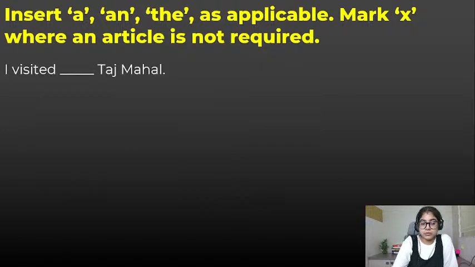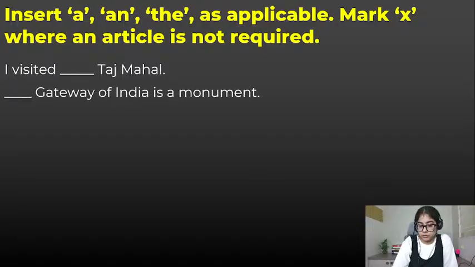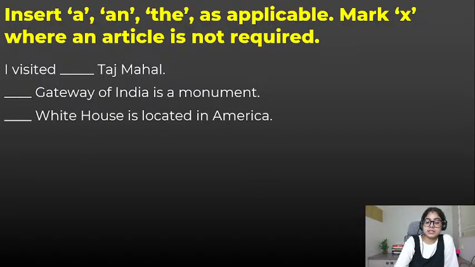Next, I visited dash Taj Mahal, dash Gateway of India is a monument, and dash White House is located in America. क्या लगना चाहिए? अ और एन तो लग नहीं सकता. Now either it's the or no article. Now Taj Mahal is actually one of the 7 wonders of the world. तो सारे के सारे 7 wonders of the world के आगे द लगता ही है. याद रखना. For this you need to know all the 7 of the wonders of the world. So please revise those.